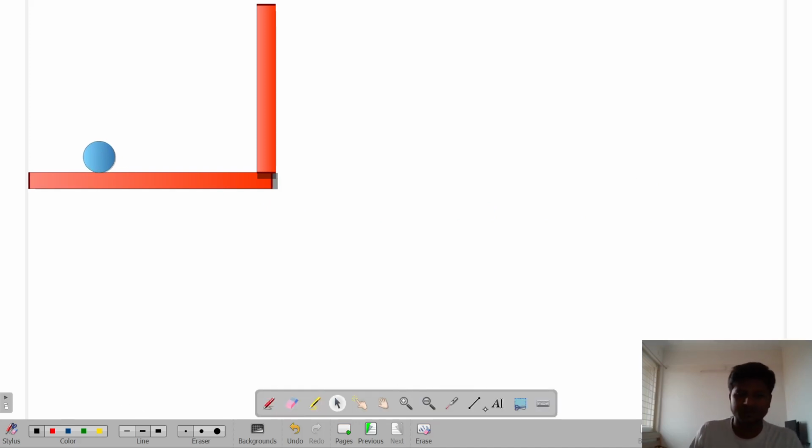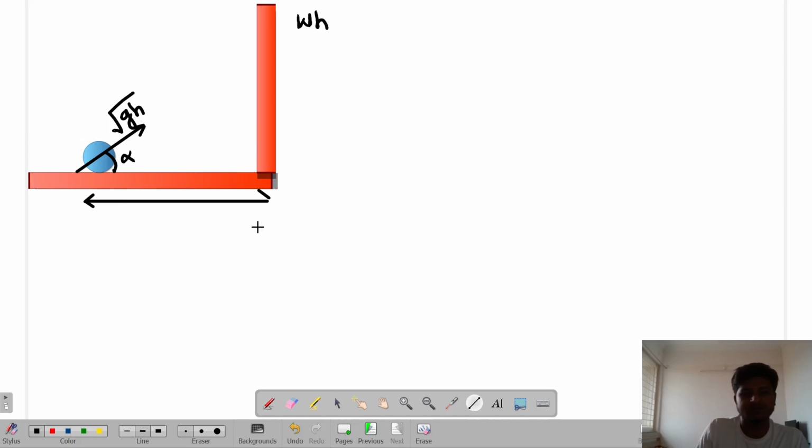I throw a ball, but this time I have a consideration. Let's suppose I project this ball with some velocity given to us as root under gh, which is making angle alpha with the horizontal. Let's suppose this ball was thrown at a distance d from this wall.